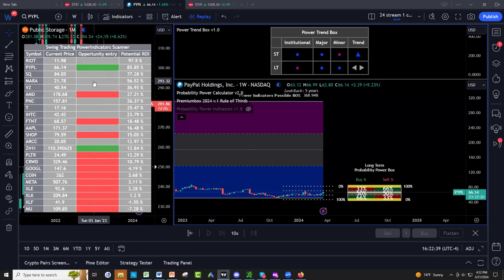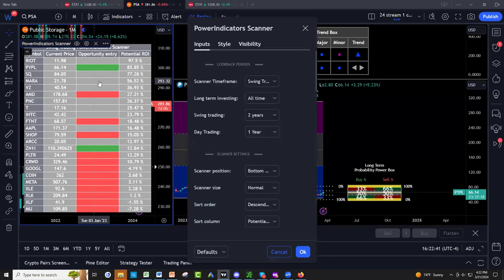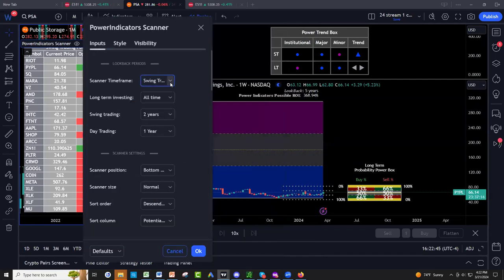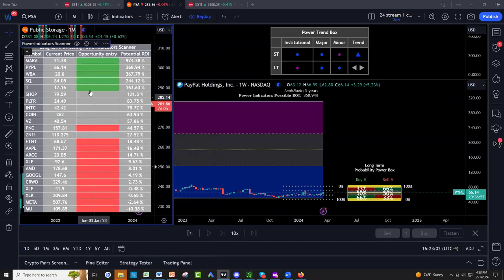And by the way, just reminding you, I double click here. It's a 3-in-1 scanner, right? Look, I can pull a long-term investing list, a swing trading list, a day trading list, and I can pull all the pullback periods. So for instance, if I do all time for long-term investing, it's going to change. Look, now PayPal is still number 2, but I have even AT&T coming in at number 4.